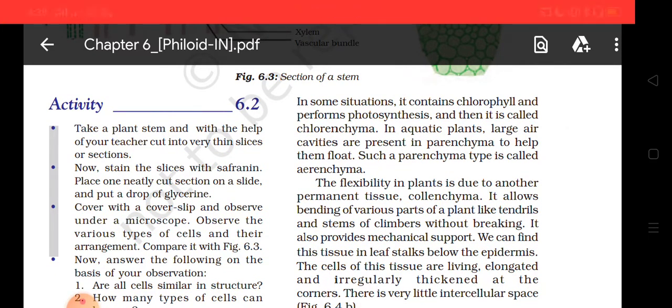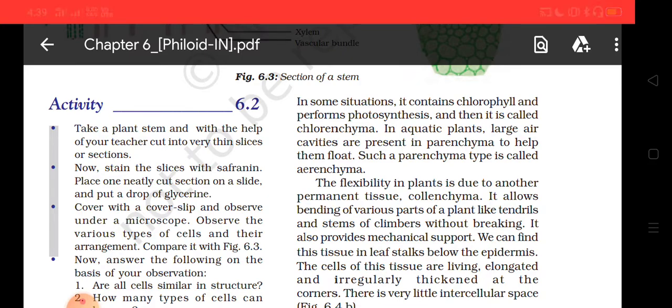Sclerenchyma are the tissues which contain chlorophyll. The part which contains chlorophyll will be helpful in the process of photosynthesis. So sclerenchyma contains the green pigment chlorophyll, which helps in the process of photosynthesis.